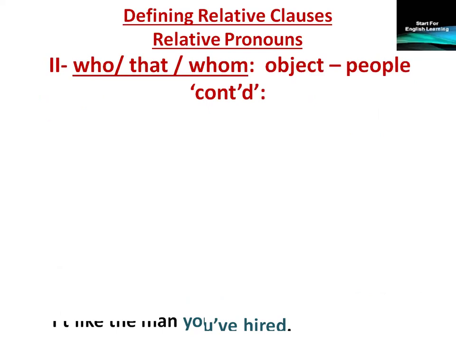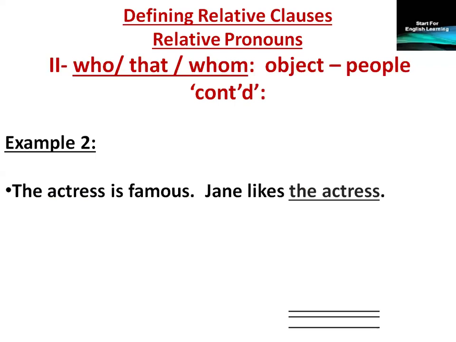Who, that, whom, continued. Example 2. The actress is famous, full stop. Jane likes the actress, full stop. Where is the repeated word in the second sentence? The actress. It takes the place of the object and it refers to people.